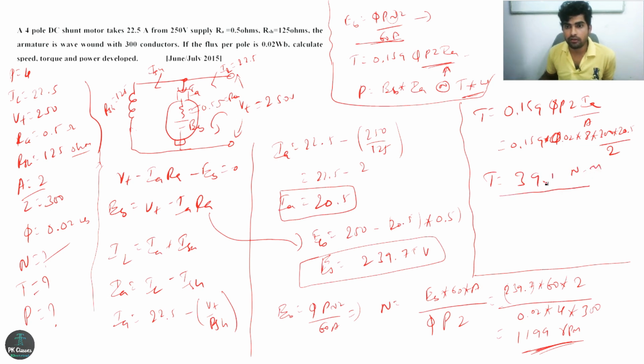Okay. And now we need to calculate power. Power is equal to EB into IA. So EB is how much?